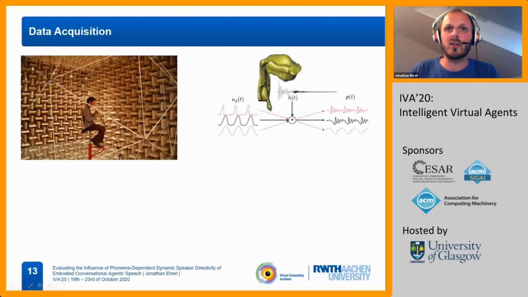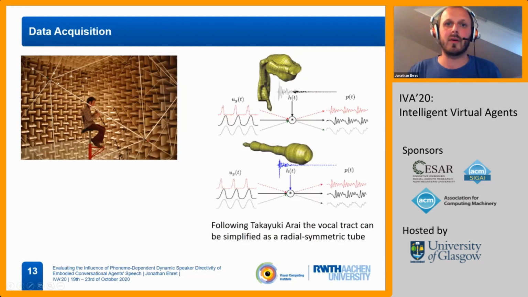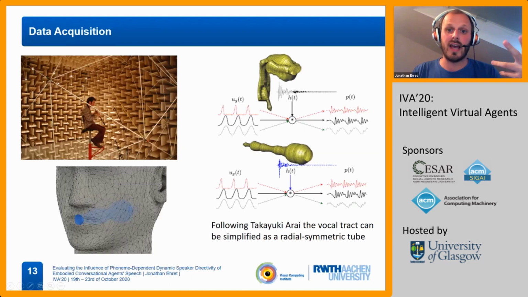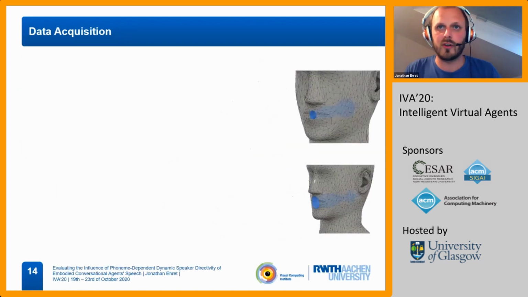And this is a vocal tract of a human, so the throat and the inner mouth and the mouth opening. And to our help, there is also work on this by, for example, Takayuki Arai, who found out that you can simplify this very complex vocal tract by a radial symmetric tube. And then we put this radial symmetric tube into a virtual head model to simulate how sound is radiated. With different tubes for different vowels. So that will look, for example, like this.